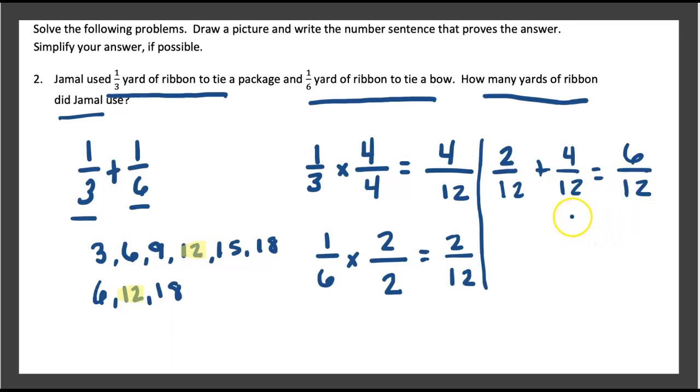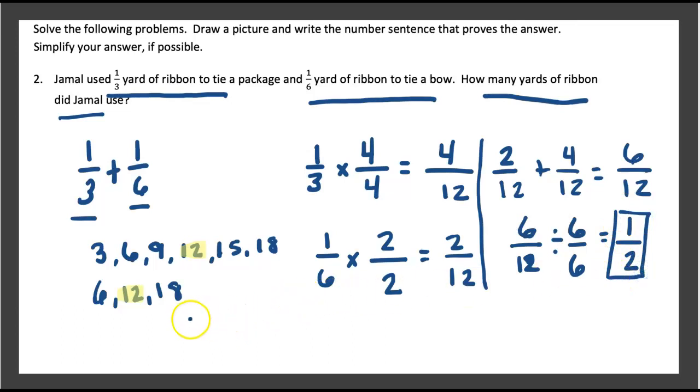Now, we need to simplify a little bit. Okay, so we've got 6/12. This is correct, but there is an even smaller fraction. So when we have something like this, I start by using division. Okay, if I want this 6 to be a 1, what do I divide by? I divide by 6. So if I divide by 6 on the top, I have to divide by 6 on the bottom. 6 divided by 6 is 1. 12 divided by 6 is 2. So my real simplified answer is Jamal used 1/2 yard of the ribbon.